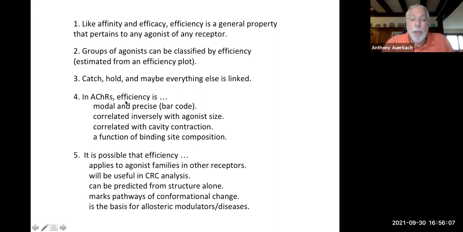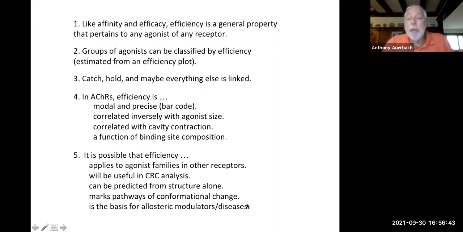I'll skip the ACh ones. Well, modal precise, that's the barcode, agonist size, binding site contraction, and binding site composition. Those are those data. And I want to just mention that it's possible it may apply to other receptors. It's possible it will be useful in dose response analysis. If you're screening drugs and you only have to measure one concentration, mazel tov, that's a good thing. It can be predicted from structure alone, maybe. That needs to be determined. These are possibilities. It marks the pathway of possible change, maybe. And it's the basis for allosteric modulators in disease.